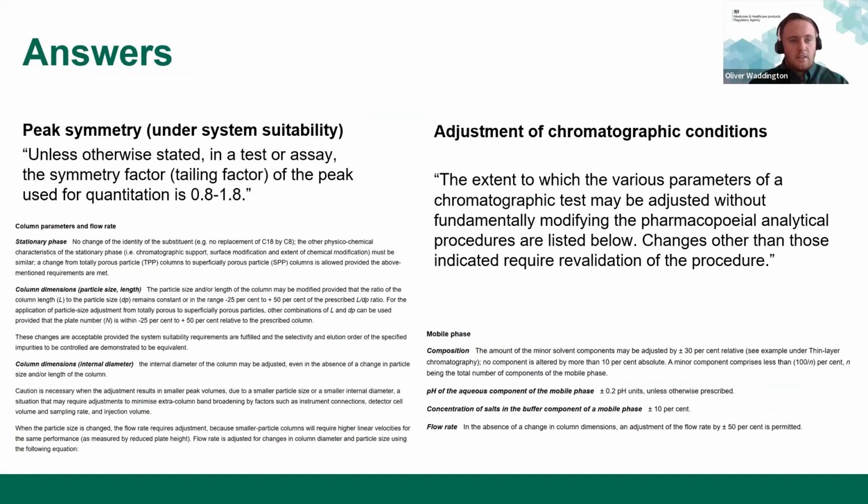And so I have got the answers here. I won't leave you wondering what they are. Peak symmetry, yes, there is a peak symmetry requirement. So there's a requirement of 0.8 to 1.8, unless otherwise stated within the individual monograph.